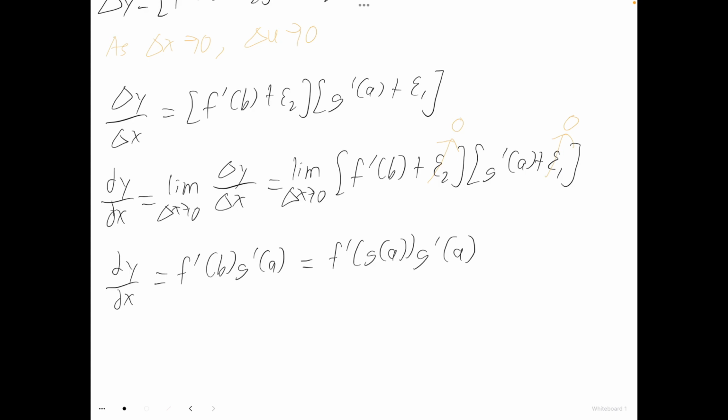And that's the chain rule. What we just found there is the derivative of y with respect to x. It's just f prime of g of x times g prime of x. And so that proves the chain rule.